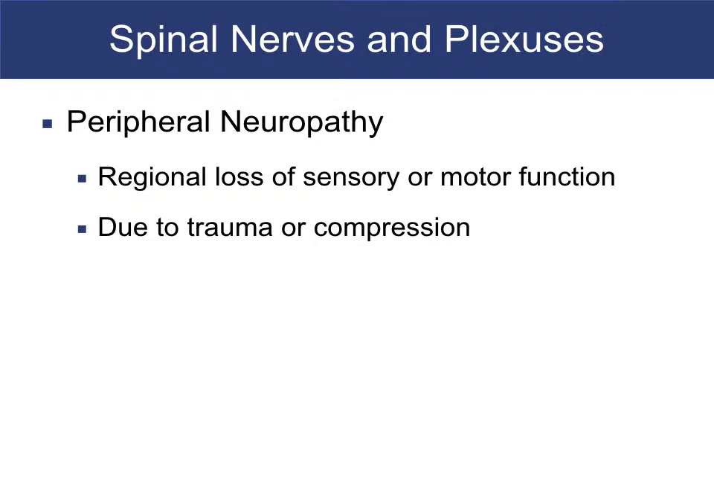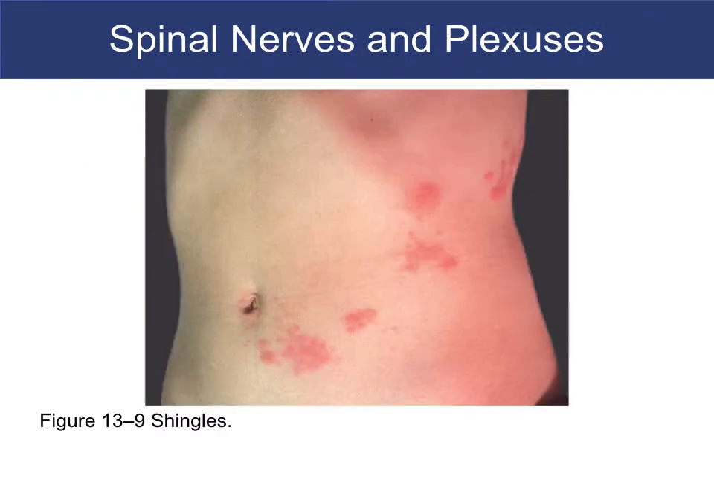Peripheral neuropathy is a problem with the peripheral nerves. It can lead you to have a loss of sensation or motor function in that particular area. Usually it's caused by an injury to the nerve way upstream, which then makes the nerve unresponsive the rest of the way down.